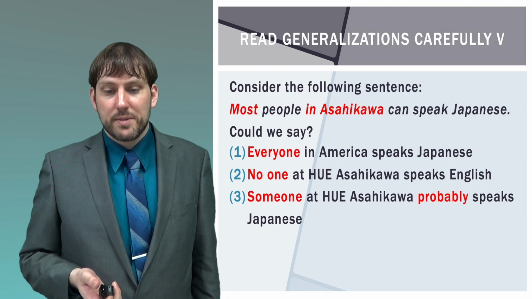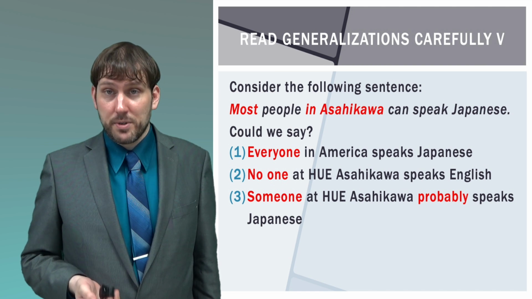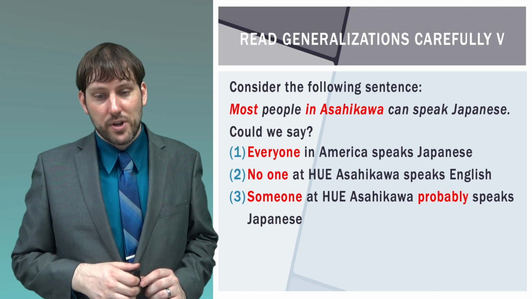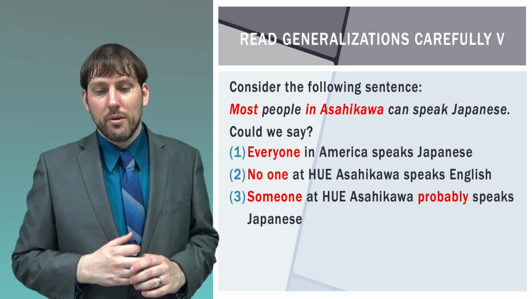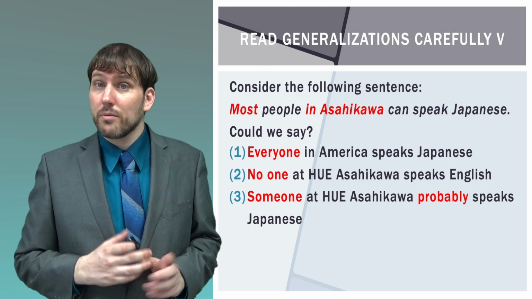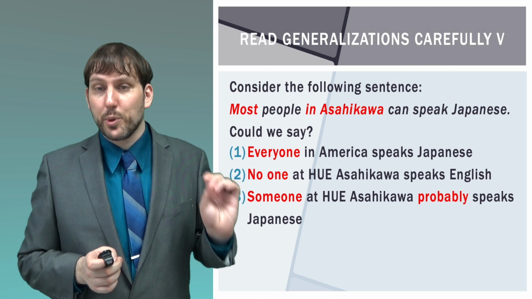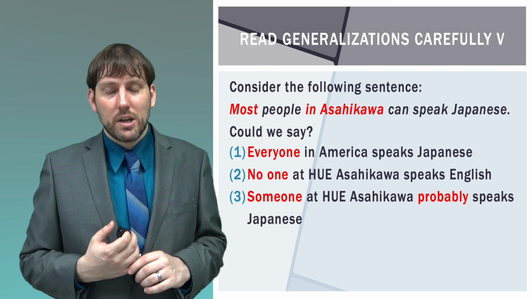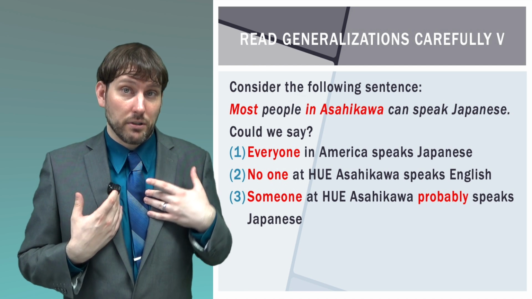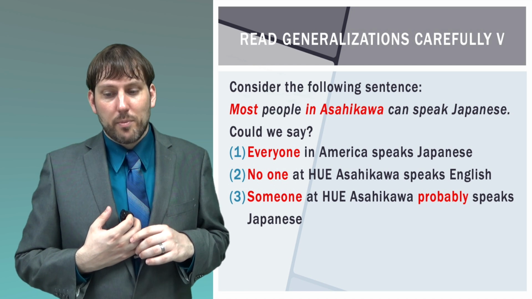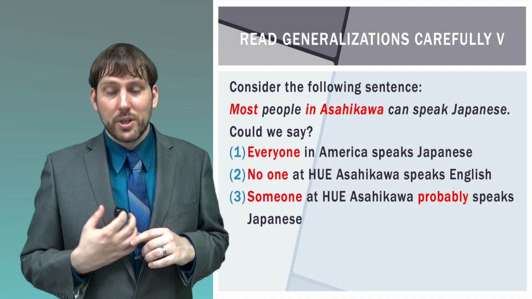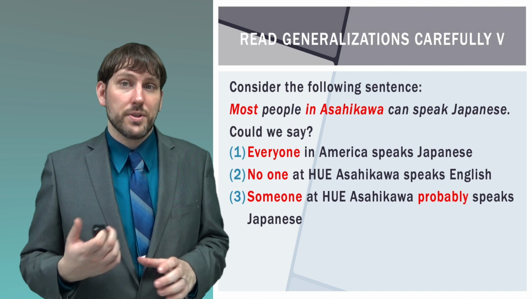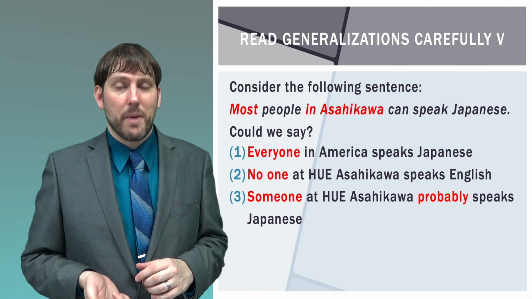Let's consider whether we could say any of the following. Most people in Asahikawa can speak Japanese. Could we say everyone in America speaks Japanese? So now we'd be changing the location and drawing a very big generalization. So obviously we can't say that. No one at HE Asahikawa speaks English. So this is a weird claim because our first claim said most people can speak Japanese. It didn't say whether anyone can speak English or not. It seems like we could easily show this is false because I'm speaking to you in English now. Someone at HE Asahikawa probably speaks Japanese. If we know that most people in Asahikawa do, then probably someone at the university can as well. So this would be a very easy generalization to make from the data we have.